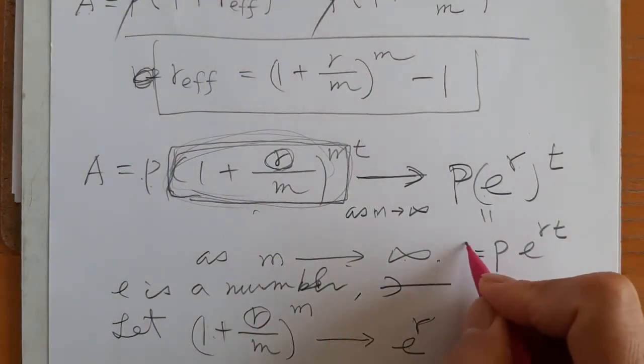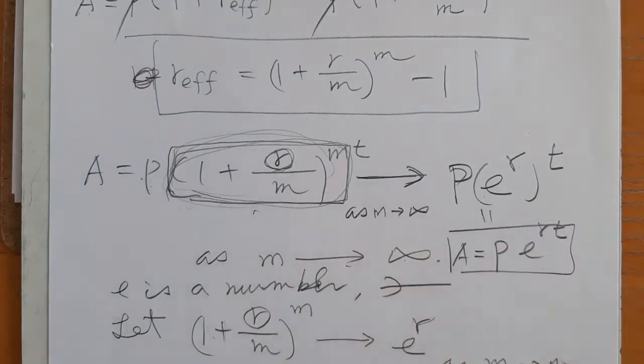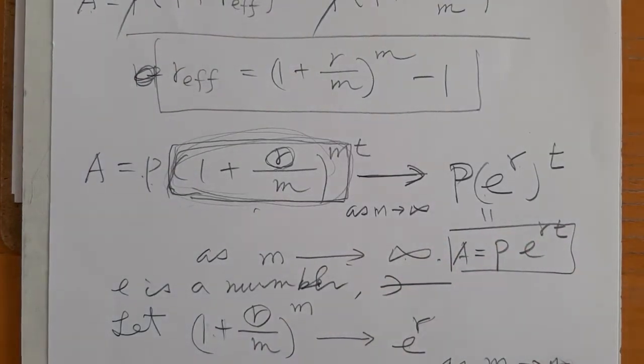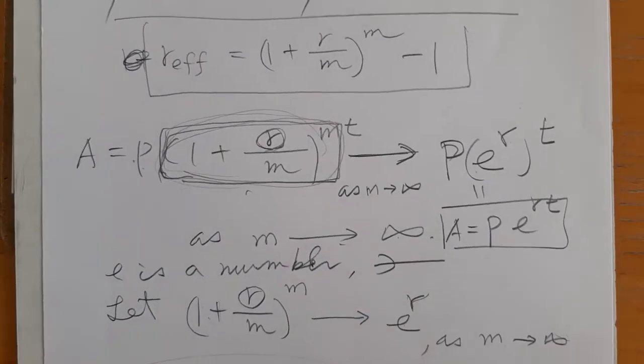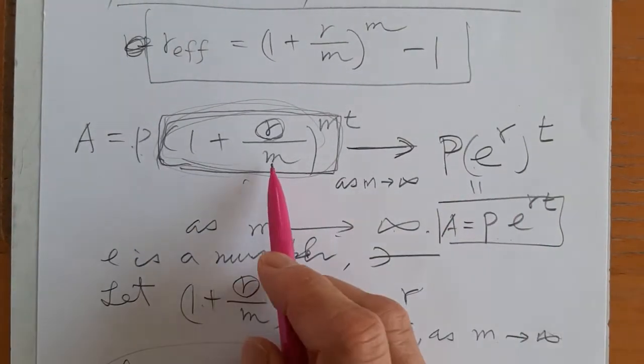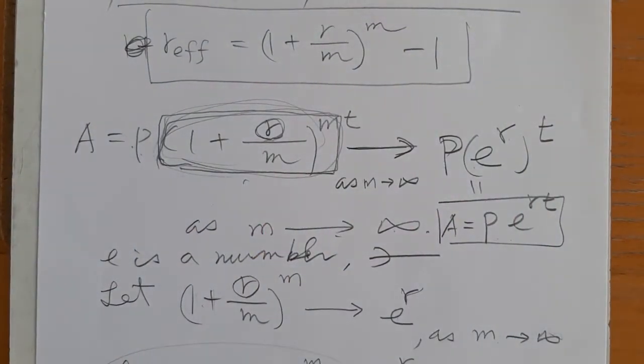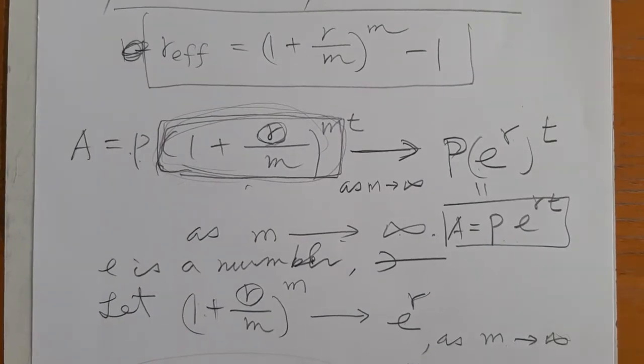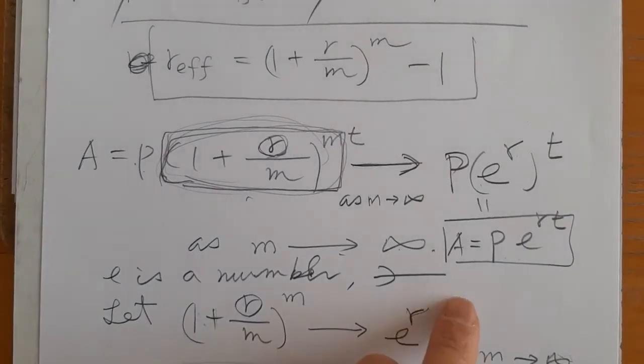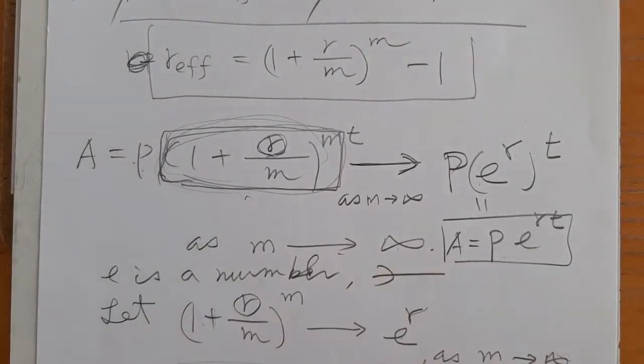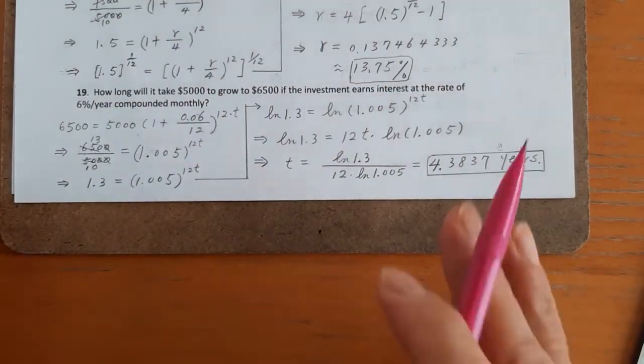And this is the amount. This is the compounded continuous formula, where m is very, very big. That's compounded continuously. Every single little moment will earn interest, so continuously. This is the formula for compounded continuously.